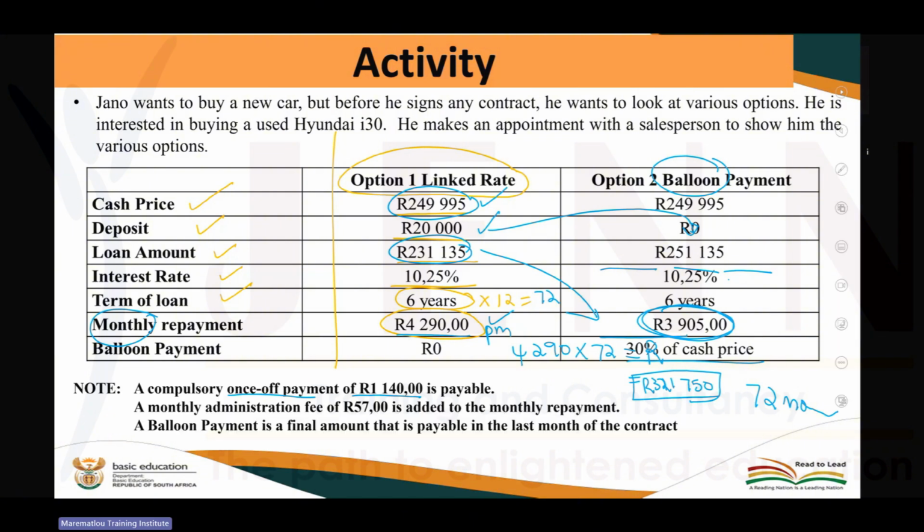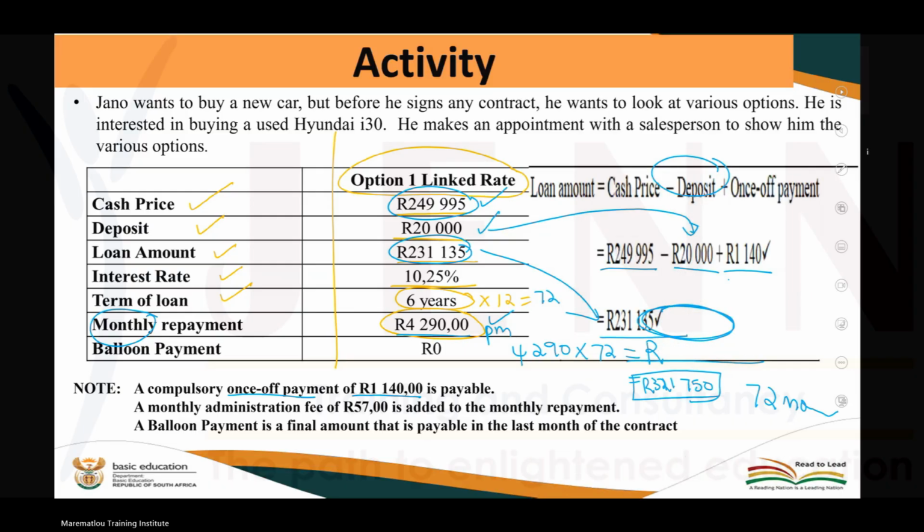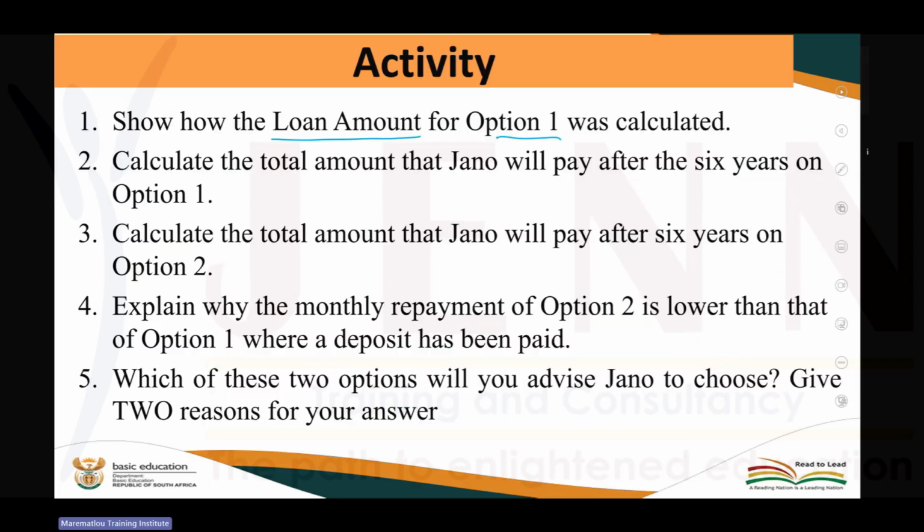That's my dashboard. Okay. The last question. Which of these options will you advise Jano to choose? Give 2 reasons for your answer.